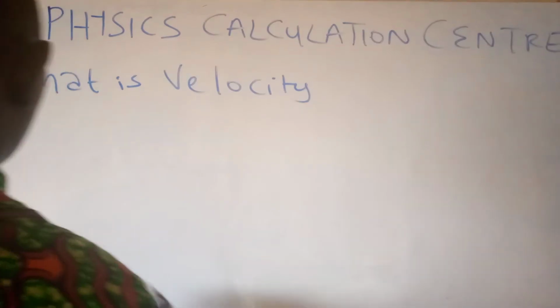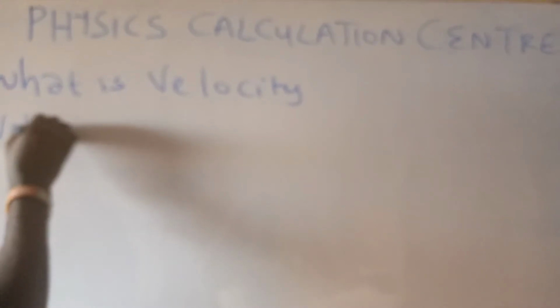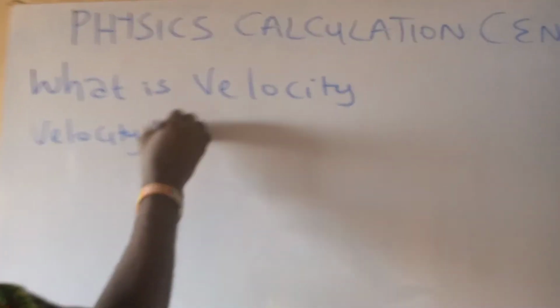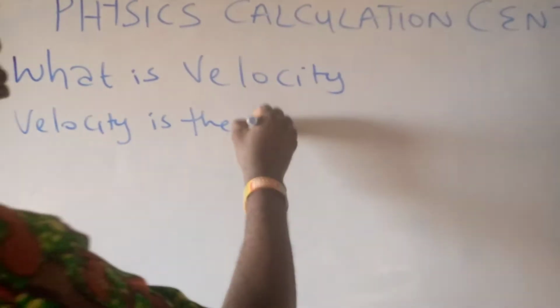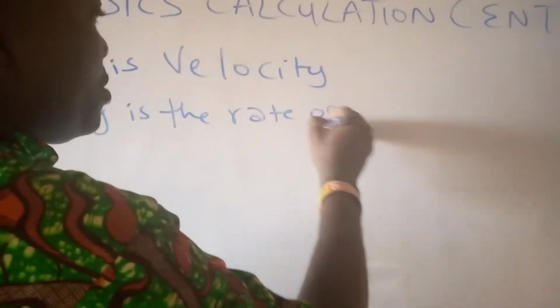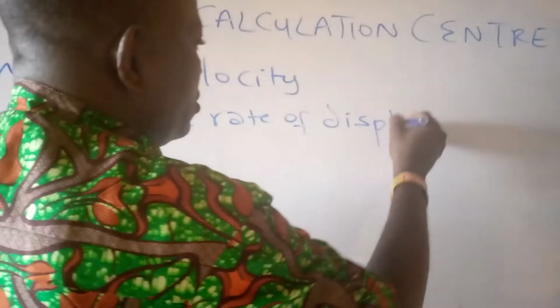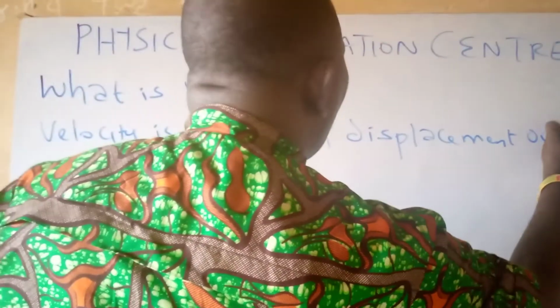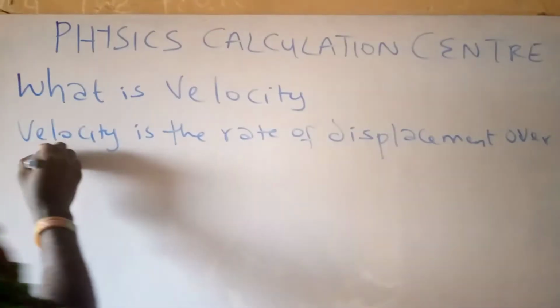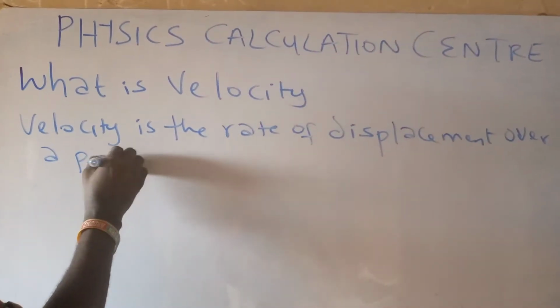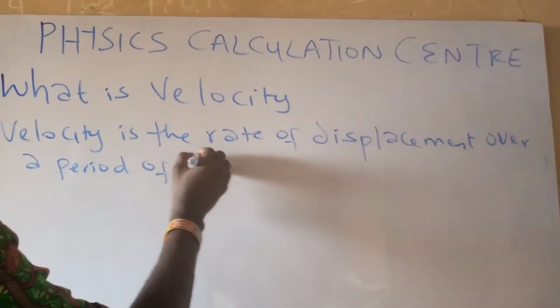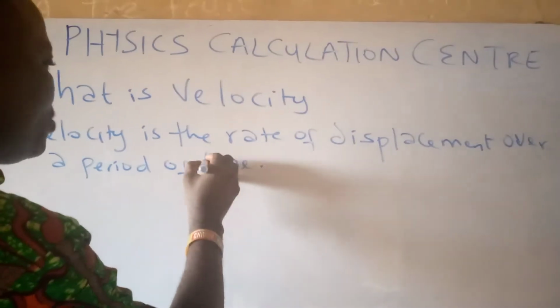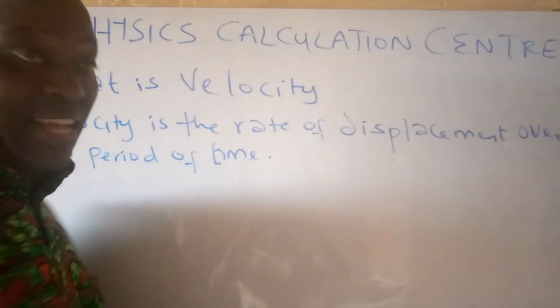What is velocity? Velocity is the rate of displacement over a period of time. You might want to ask me, what is the difference between displacement and distance?